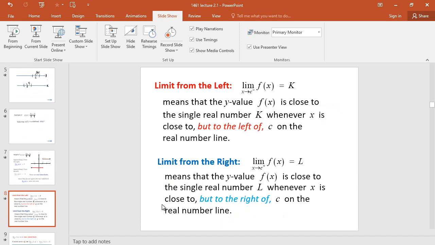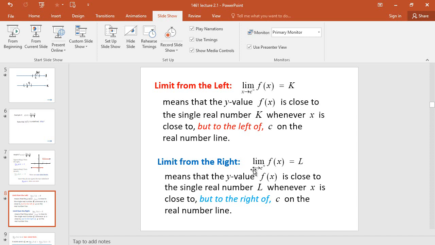Now I'm not going to try to be precise with the definitions of the left-hand and the right-hand limits, but the sloppy versions are the following. The limit of f of x as x approaches c from the left is equal to the number k means that f of x can be made as close to the number k as desired simply by choosing x close enough to the number c, but on the left side of c on the number line.